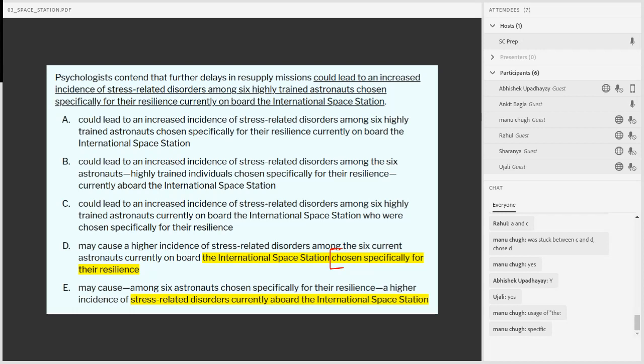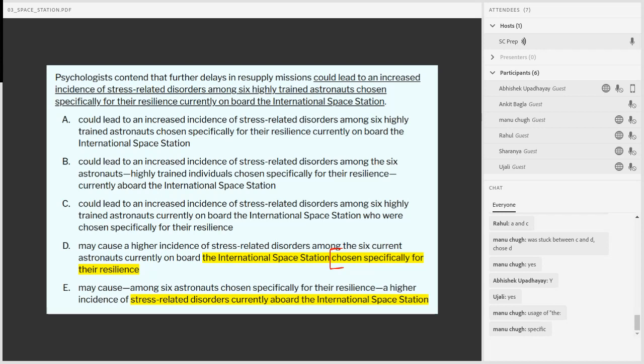I don't think so, but I'm sure that there is a clue chosen specifically. That gives us a clue that we are talking specifically about those 6 astronauts. We are not talking about general astronauts. We are talking about those 6 highly trained astronauts. Okay. So now we've got all the information. Everyone has chimed in. Everyone said the right things. Now we need to make sure that we take the right call.